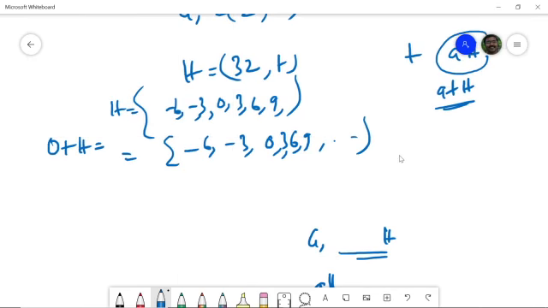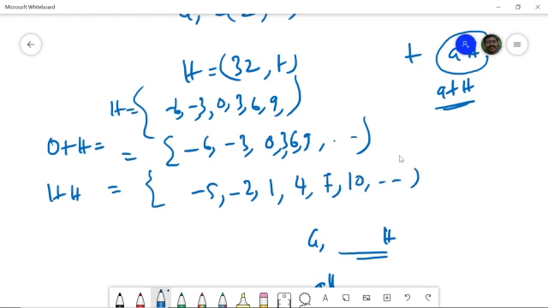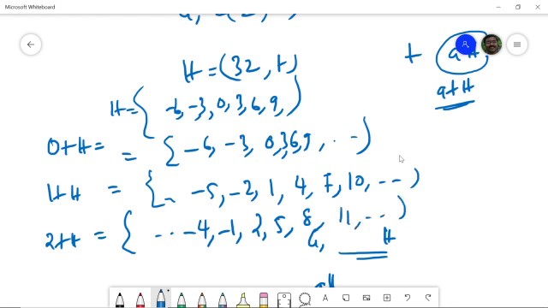Now let us look at 1 plus H. That is another coset. What is 1 plus H? Minus 6 plus 1 is minus 5, minus 3 plus 1 is minus 2, 0 plus 1 is 1, 3 plus 1 is 4, then 7, 10. So this is another coset. This is how you define a coset. What is 2 plus H? Minus 6 plus 2 is minus 4, then minus 1, 2, 5, 8, 11, etc. So you can see that this is again a coset.